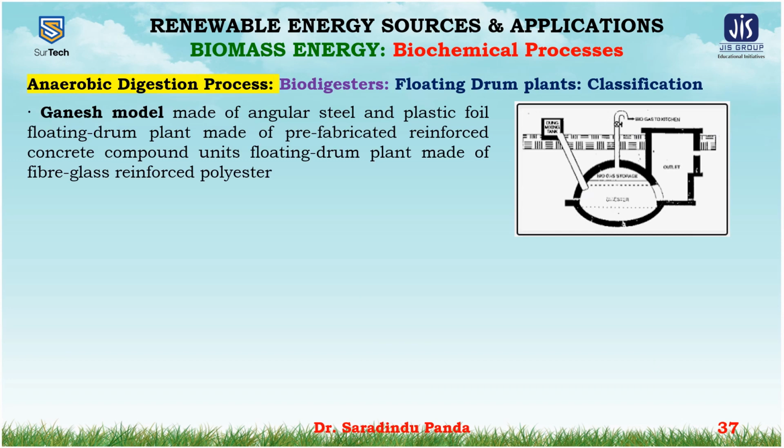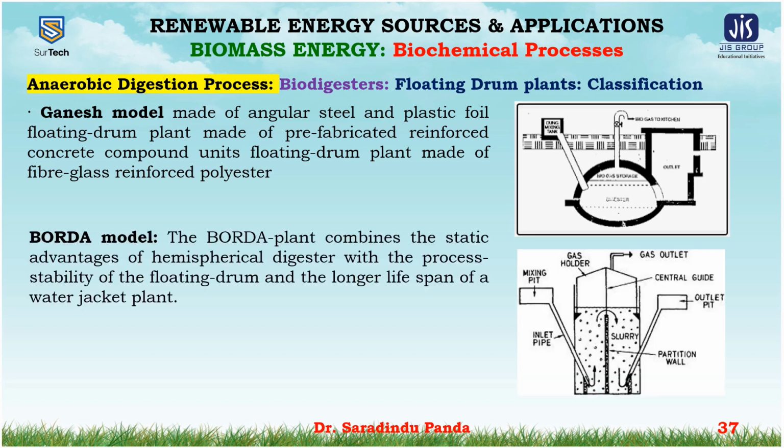Third one is the Ganesh model. The Ganesh model is made of angular steel and plastic foil, a floating drum plant made of prefabricated reinforced concrete compound units. Floating drum plant made of fiberglass reinforced polyester. Fourth one is the Boda model. The Boda plant combines the static advantage of the hemispherical digester with the process stability of the floating drum and the longer lifespan of a water jacket plant.